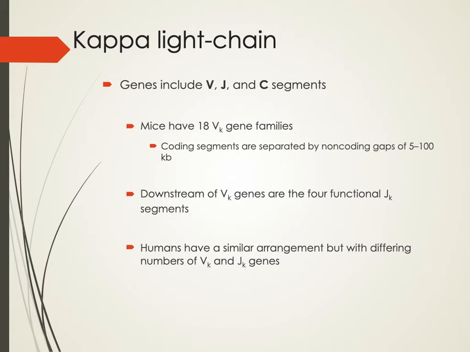So for the kappa light chain, we have the V, J, and C segments. So again, with light chain, there's no D segments. And with each of these segments, except for C, there are multiple genes that are found, right? And so for mice, there are 18 gene families for our V kappa. And then for the joining kappa, there's going to be 4. So humans have a similar arrangement, but different numbers of V and J kappa genes.